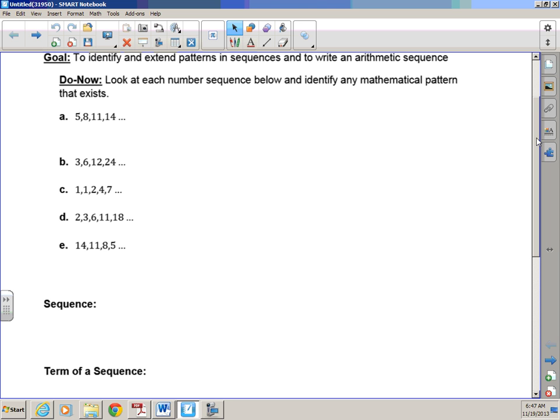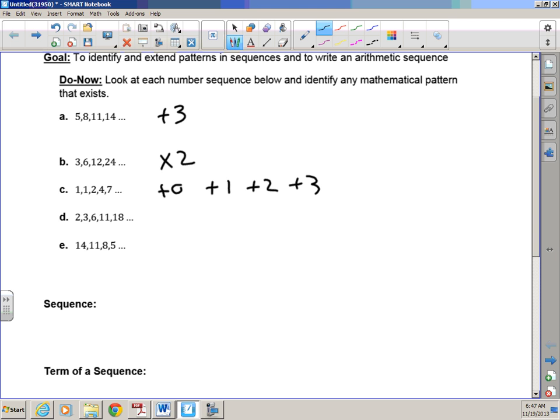So we're going to take a look at these five sequences of numbers and figure out if there's a pattern. And if you take a look at the first one, we're adding 3 to each number. In the second one, we're multiplying each number by 2. In the third one, we're adding an amount to each one, and what we're doing is increasing by 1 how much we're adding to each one.